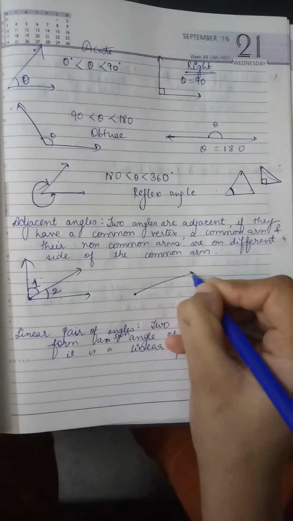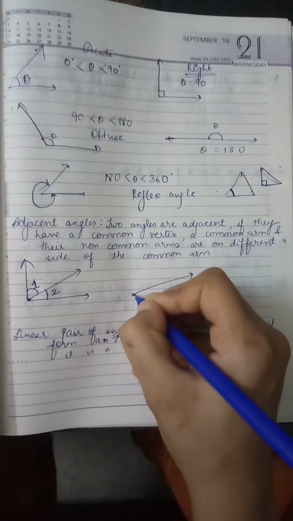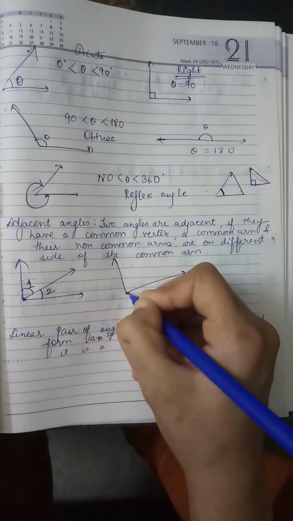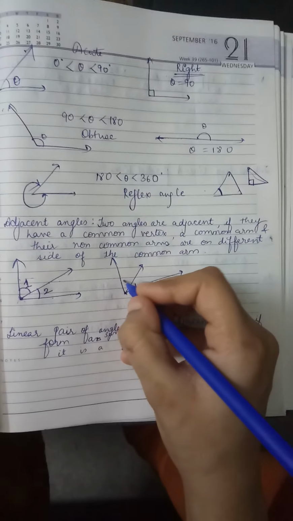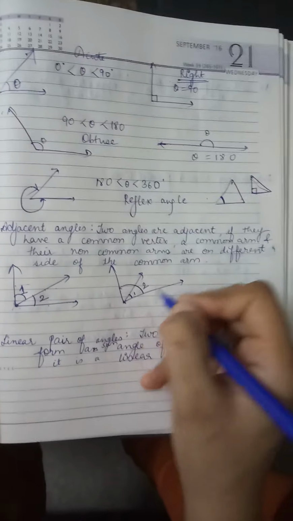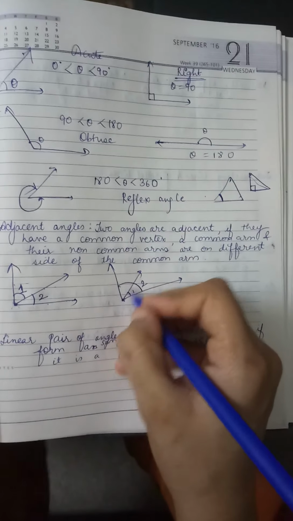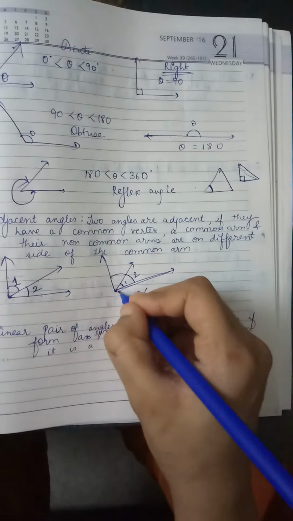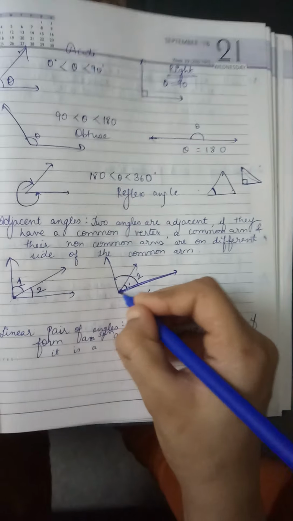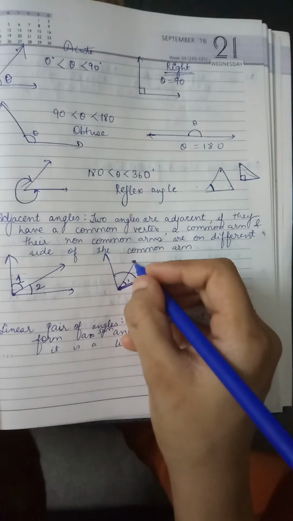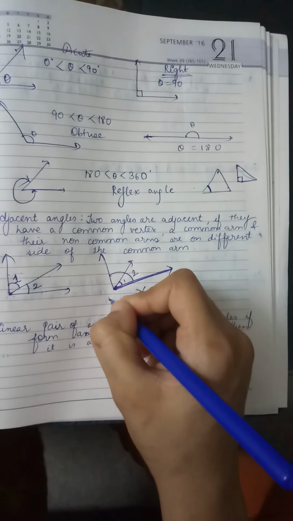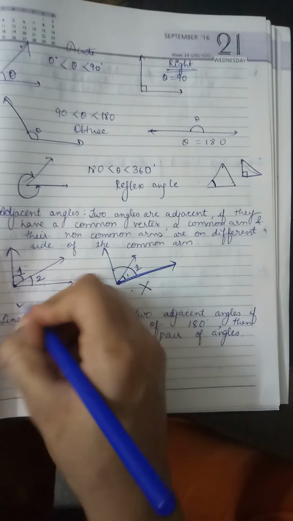We consider an example. Here is a common arm, a common vertex. If I consider this angle and this angle, 1 and 2, these are not adjacent because they are not on the opposite side of this arm. They are sharing a common vertex and a common arm, but their non-common arms are not on different sides, therefore these are not adjacent, but these are adjacent.